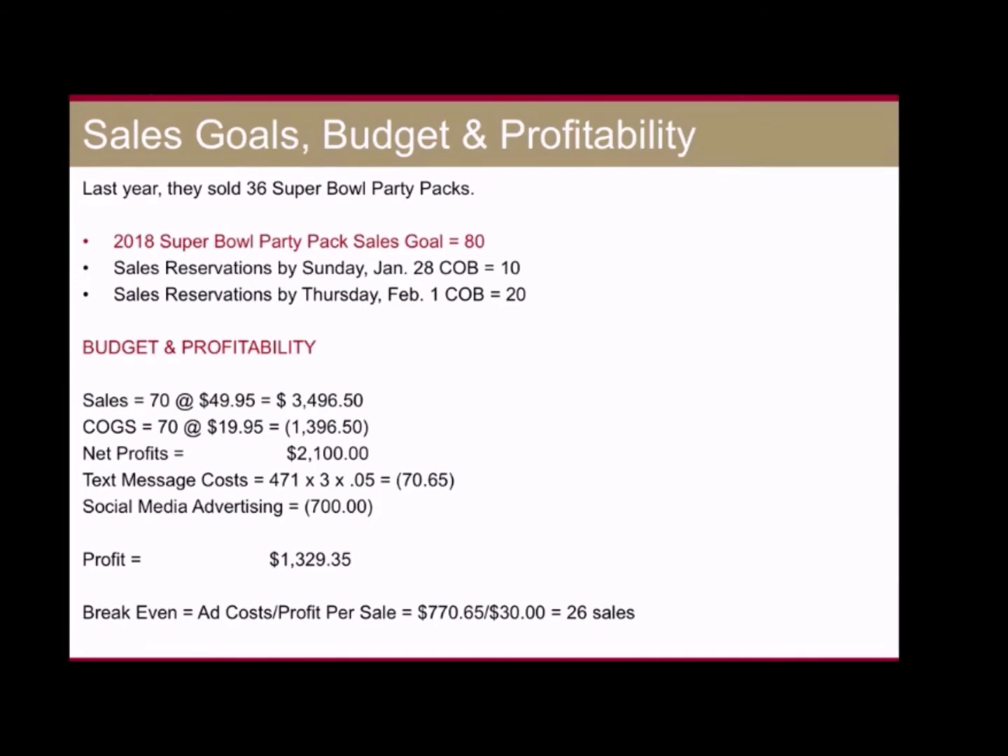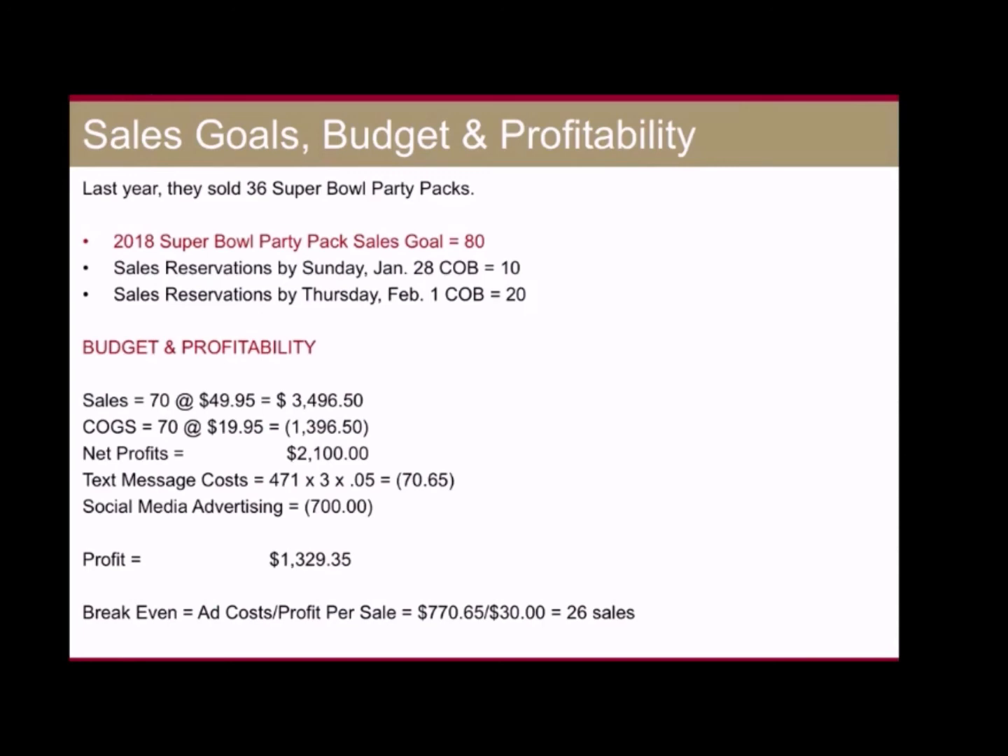Now, along the way, they're going to check their reservations for the party packs. So they hope by the first Sunday, the week before the Super Bowl, they've sold 10, because they know everybody's going to wait till the last minute to order anyway. And they hope by Thursday before the Super Bowl, when they do their analysis, that they'll have sold 20. And they hope that those remaining 75% are going to come in to hit their 80 target between Friday and Sunday, when people really start to get their details down as to what they're going to do.